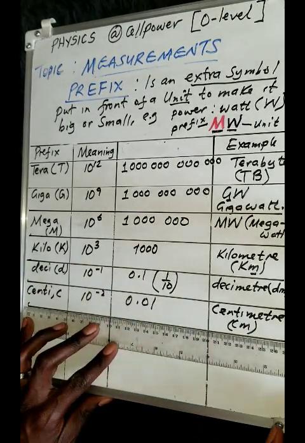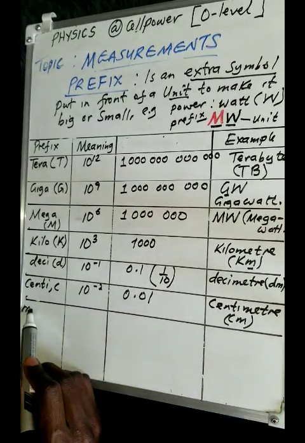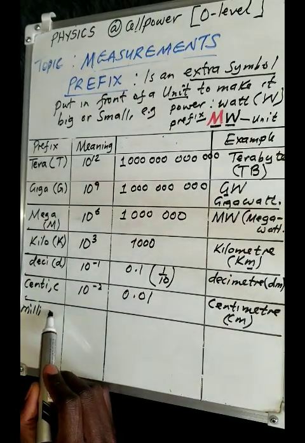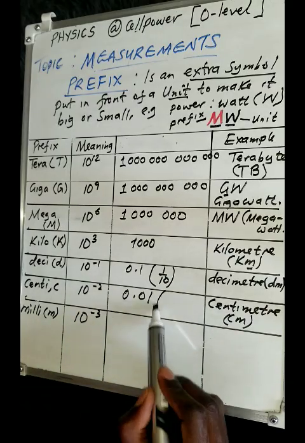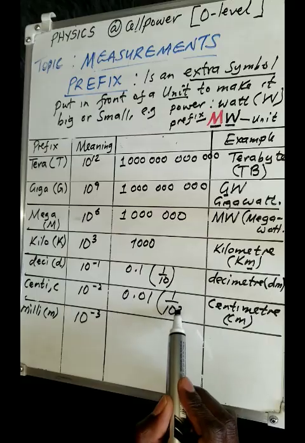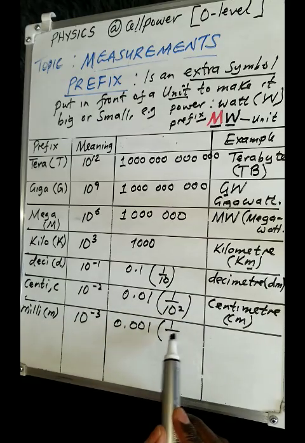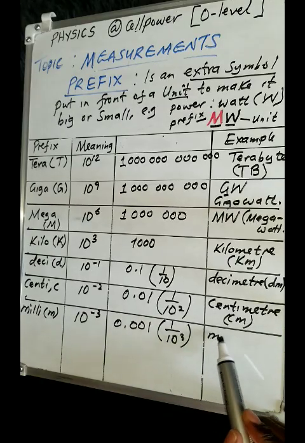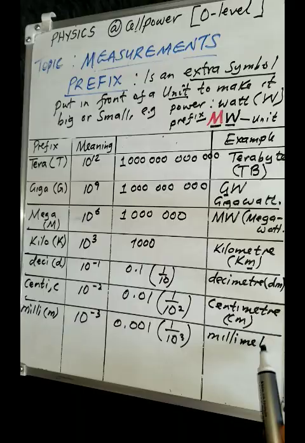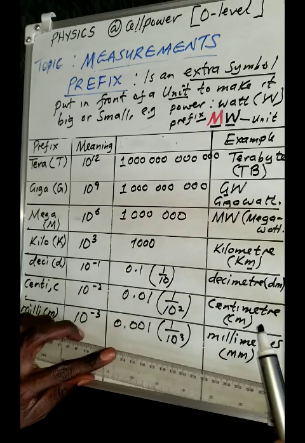Right? Another aspect that we can simply talk about, apart from that, the common one is milli, small letter m. Milli means 10 to the power negative 3, which means 1 over 10 to the power 3. This one is 0.001. And you have heard of milli, you have heard of millimeters, small m and small m there. That's what we mean.